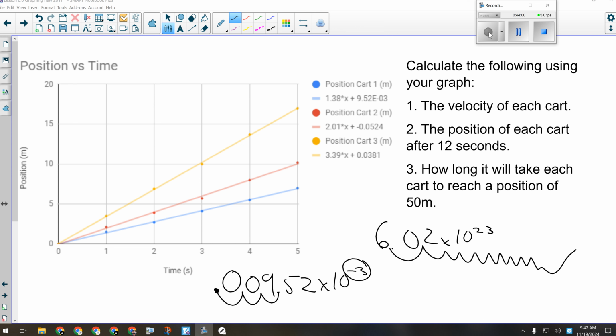All right, well, let's have a look at question number 1, because do we actually have to do any calculating for number 1? No. What's the velocity for cart 1? Positive 1.38 meters per second. We already asked about number 2, it's positive 2.01 meters per second. And for cart 3, it's positive 3.39 meters per second.